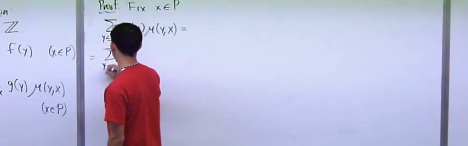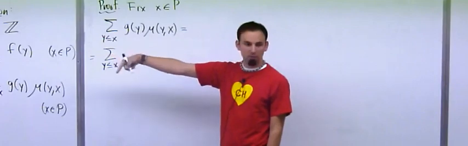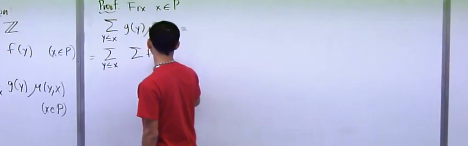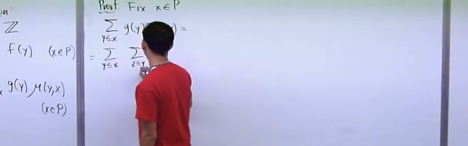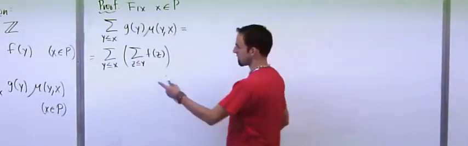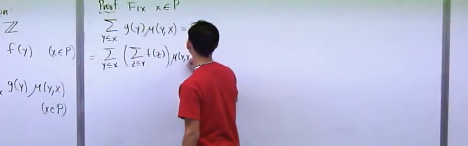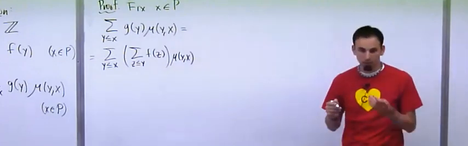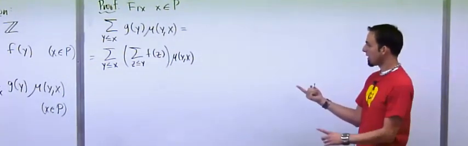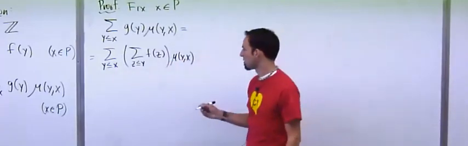Well, I'm going to take g of y and just apply the definition of what g of y says. So g of y adds up the function for all c's that are less than or equal to y. This is just this equation right here. And I get this. Okay. And now I have a summation of a summation, and what I'm going to do is flip the order of the summands, which we know we can do.